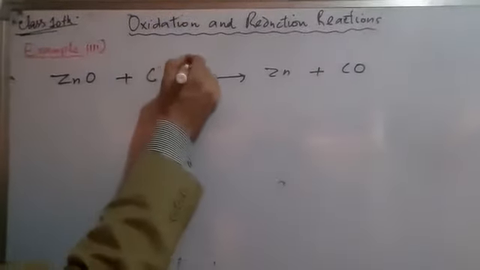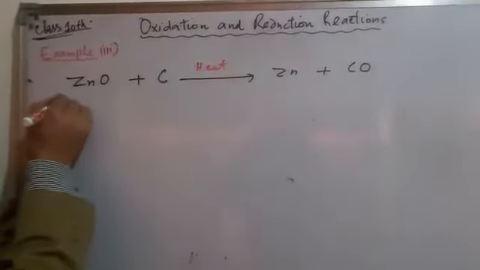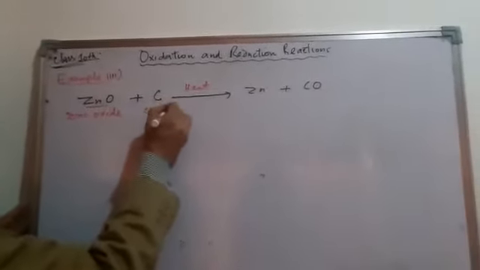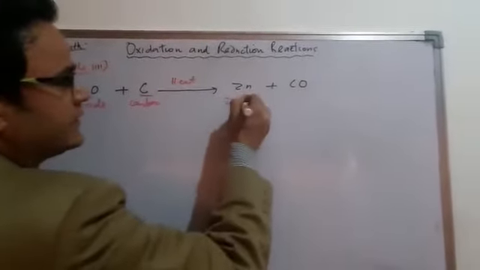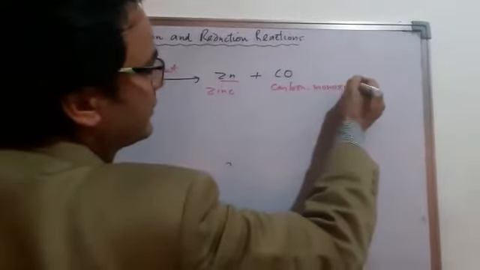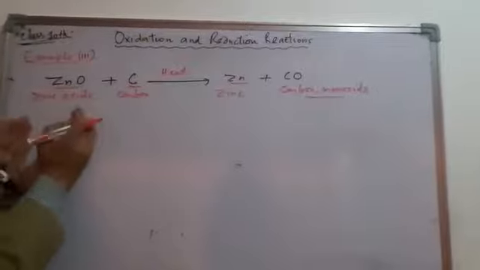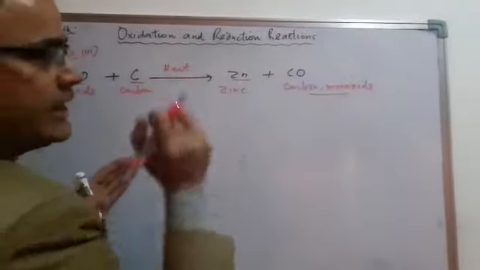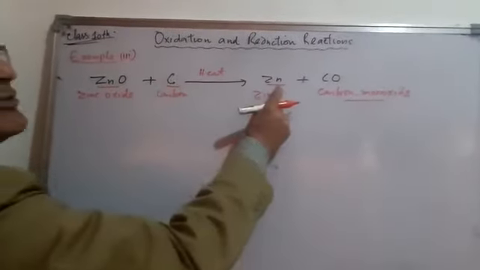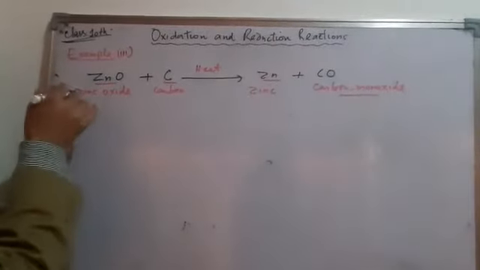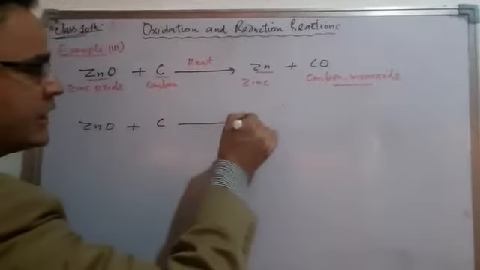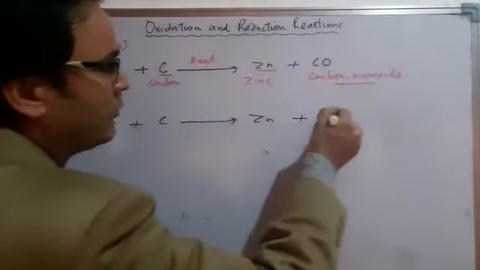So here this is zinc oxide. This is carbon. And this is zinc. And this is carbon monoxide. In the reactants we have zinc oxide and carbon, and in the products we have zinc and carbon monoxide. So here zinc oxide, when it is heated with carbon, gives zinc and carbon monoxide. So let me write it again here: zinc oxide plus carbon gives zinc plus carbon monoxide.